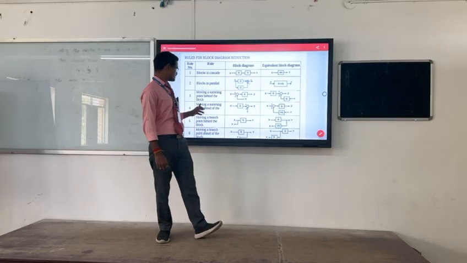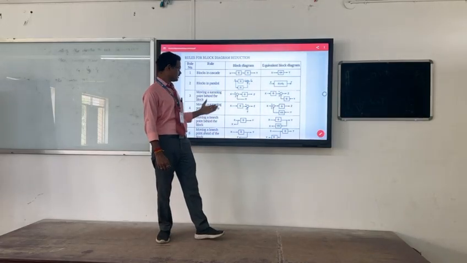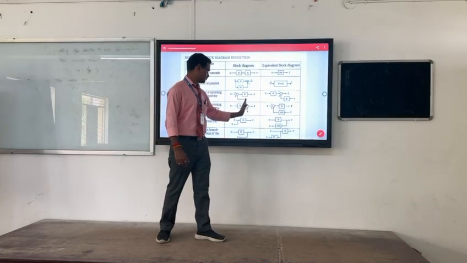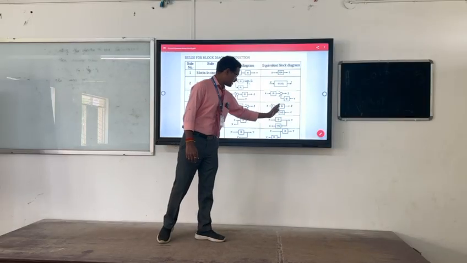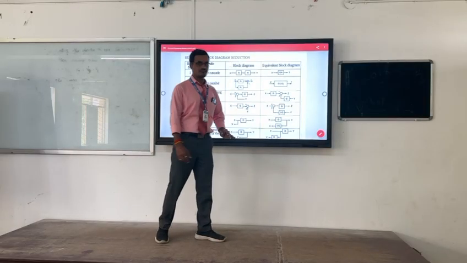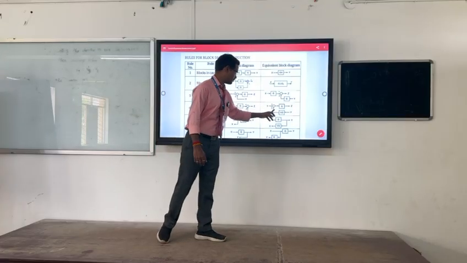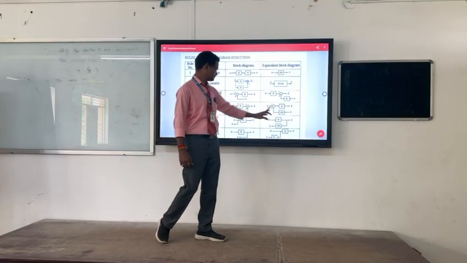And the fourth rule is moving the summing point ahead of the block. Now the summing point is moving in front of the block gain. That's why the gain value is 1 divided by G value. The gain value is divided by the summing point. So 1 by G is added.